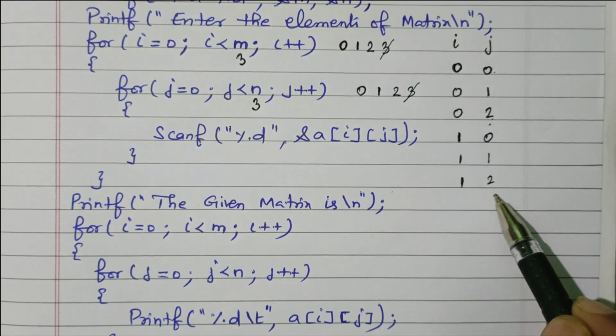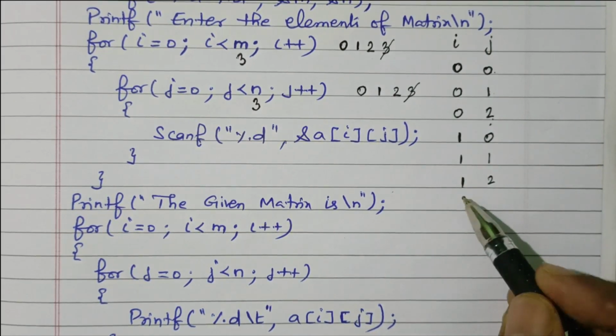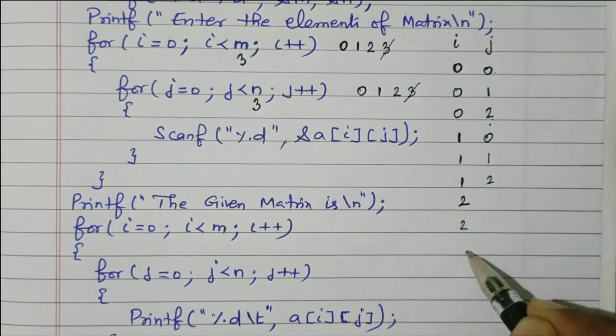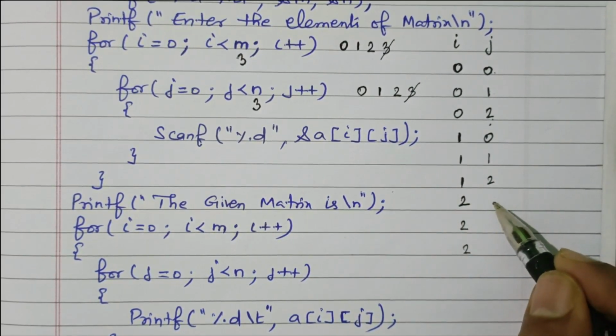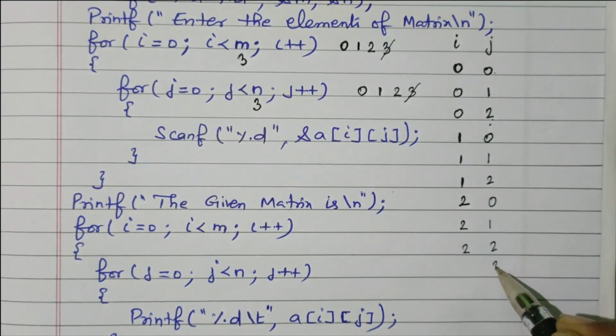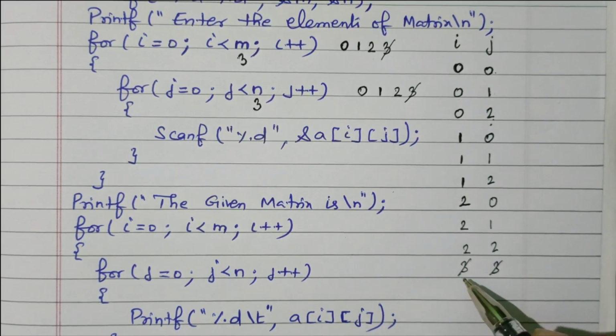So 3 means terminated, so it will go to the outer loop. The outer loop is incremented, I is incremented to 2, right? For this 2, the inner loop is executed again: 0, 1, 2. 3 means terminated. Here also 3 means terminated.